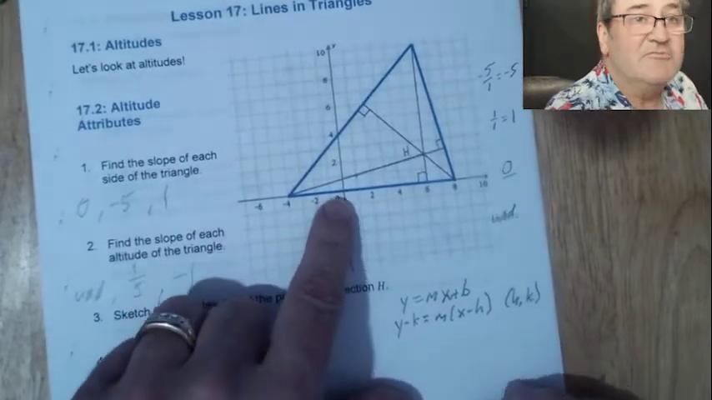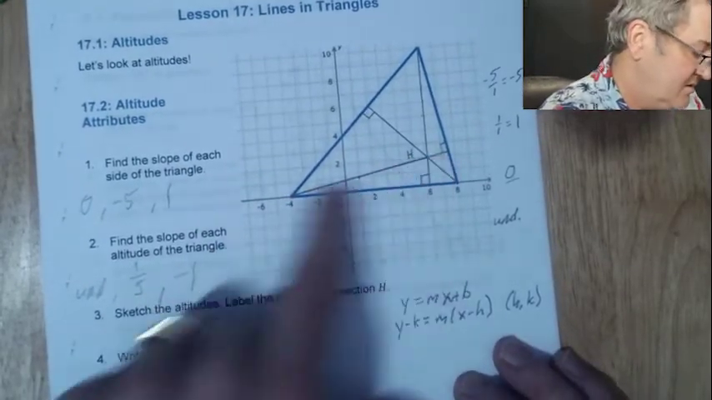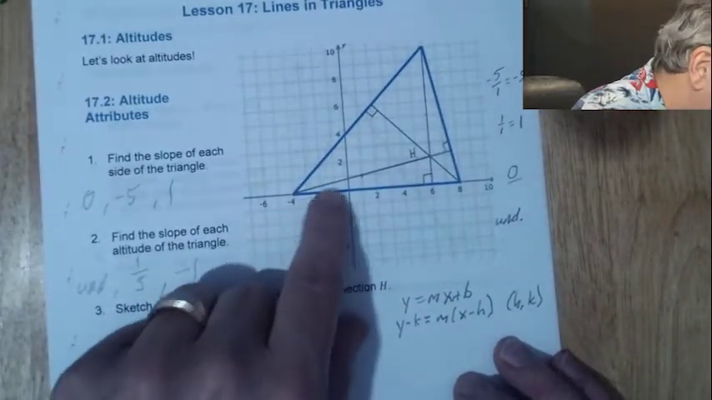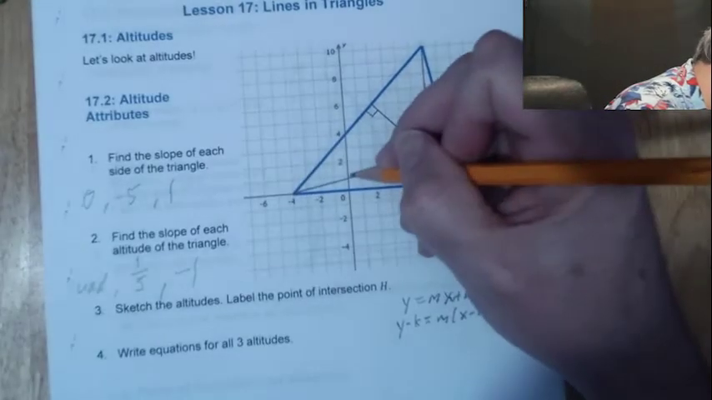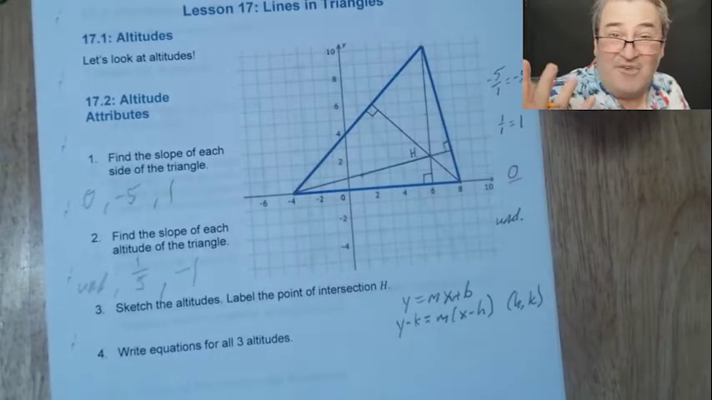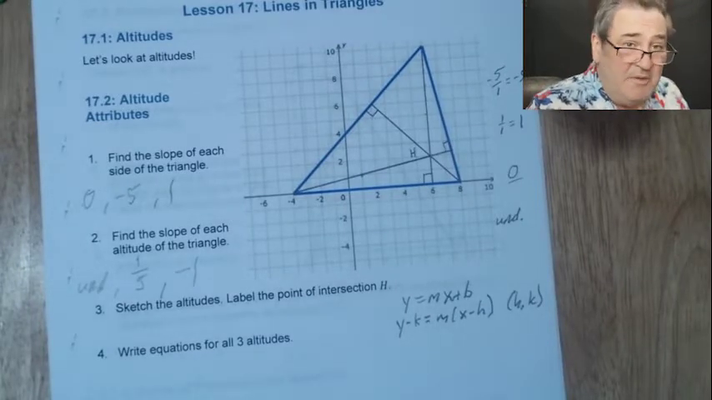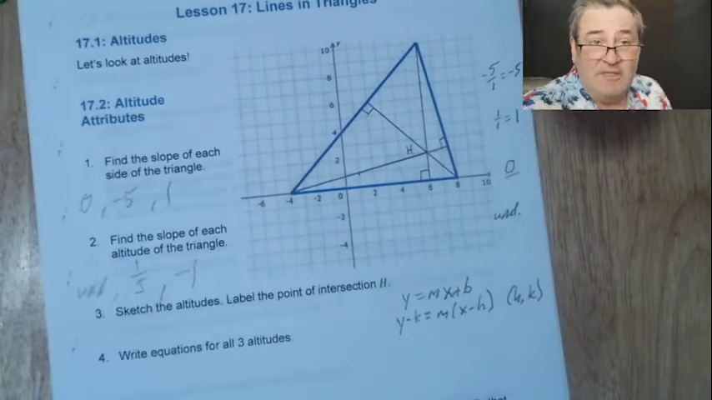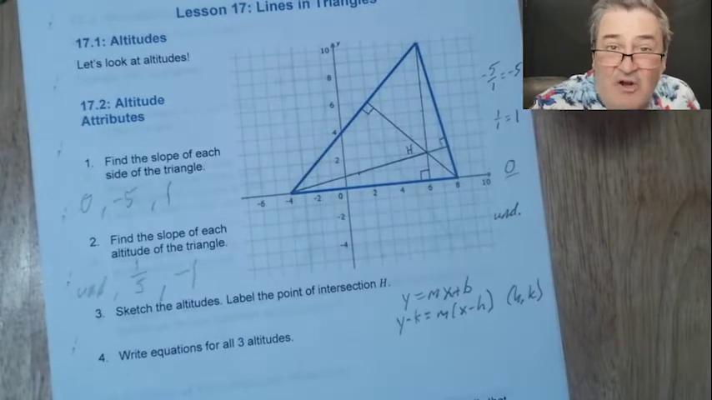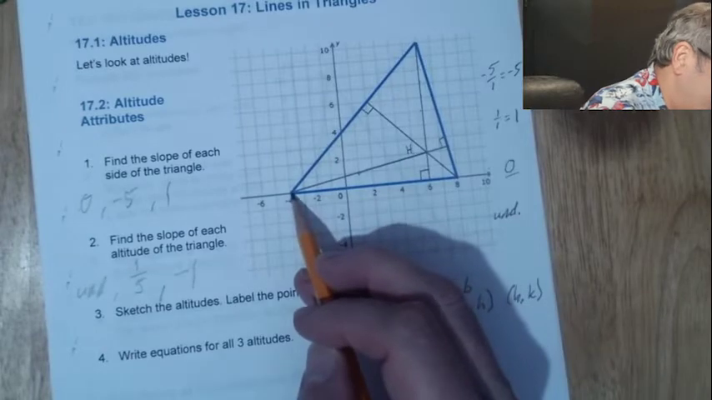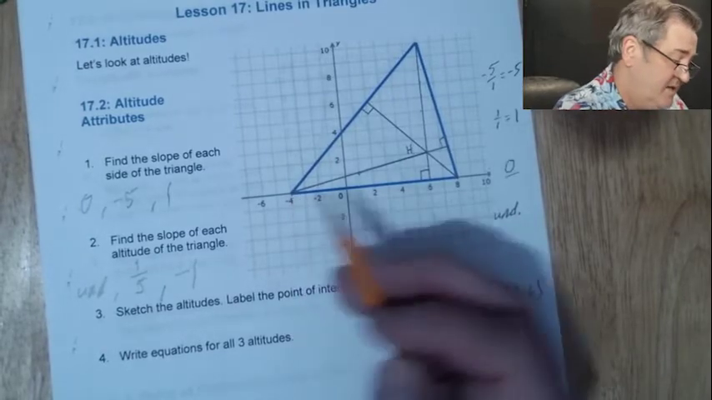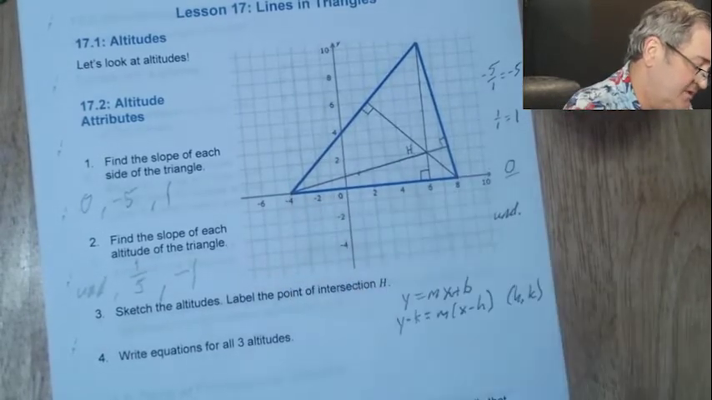For this first one that goes along here, it doesn't cross at a point. It's just below the 1, so that's going to be some fraction. So that's probably not good to write as y equals mx plus b, because I have a hard time figuring out what b is. So I'm going to use this one. I know it goes to this point because that is where we started the altitude at, which is -4, 0.